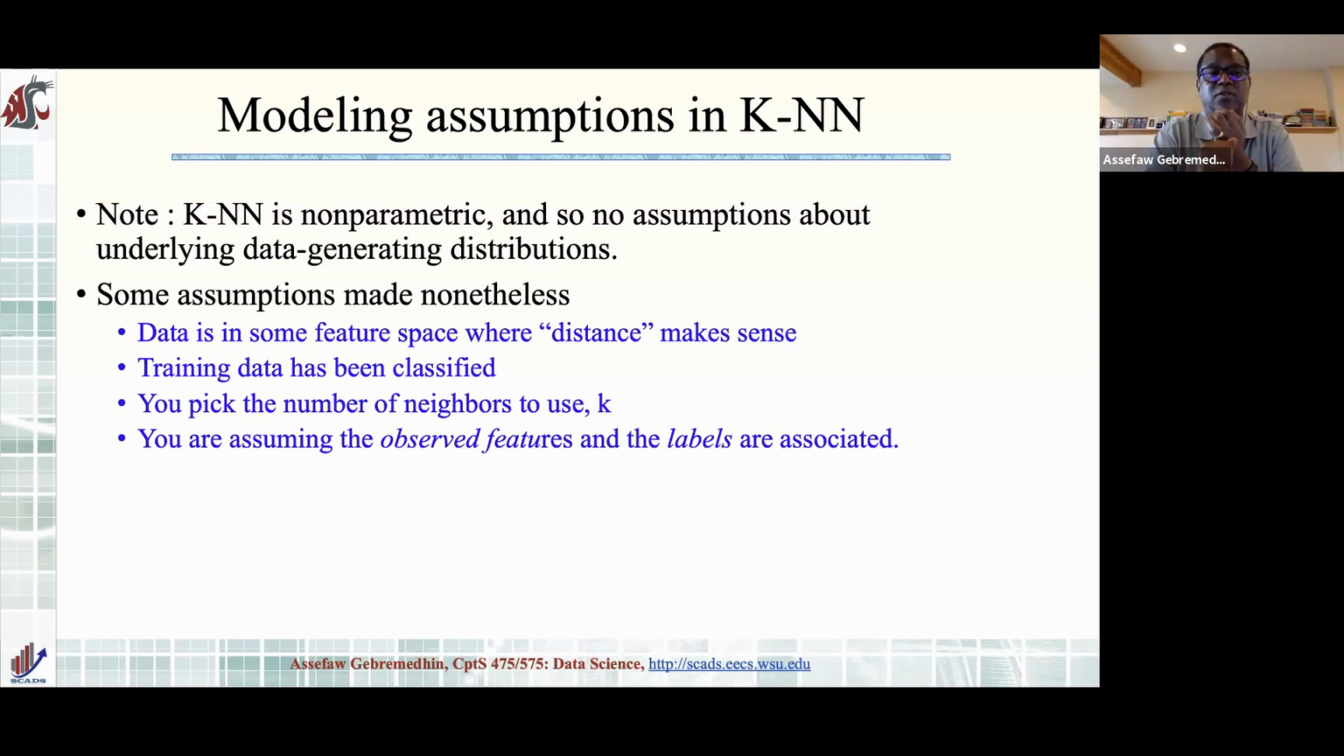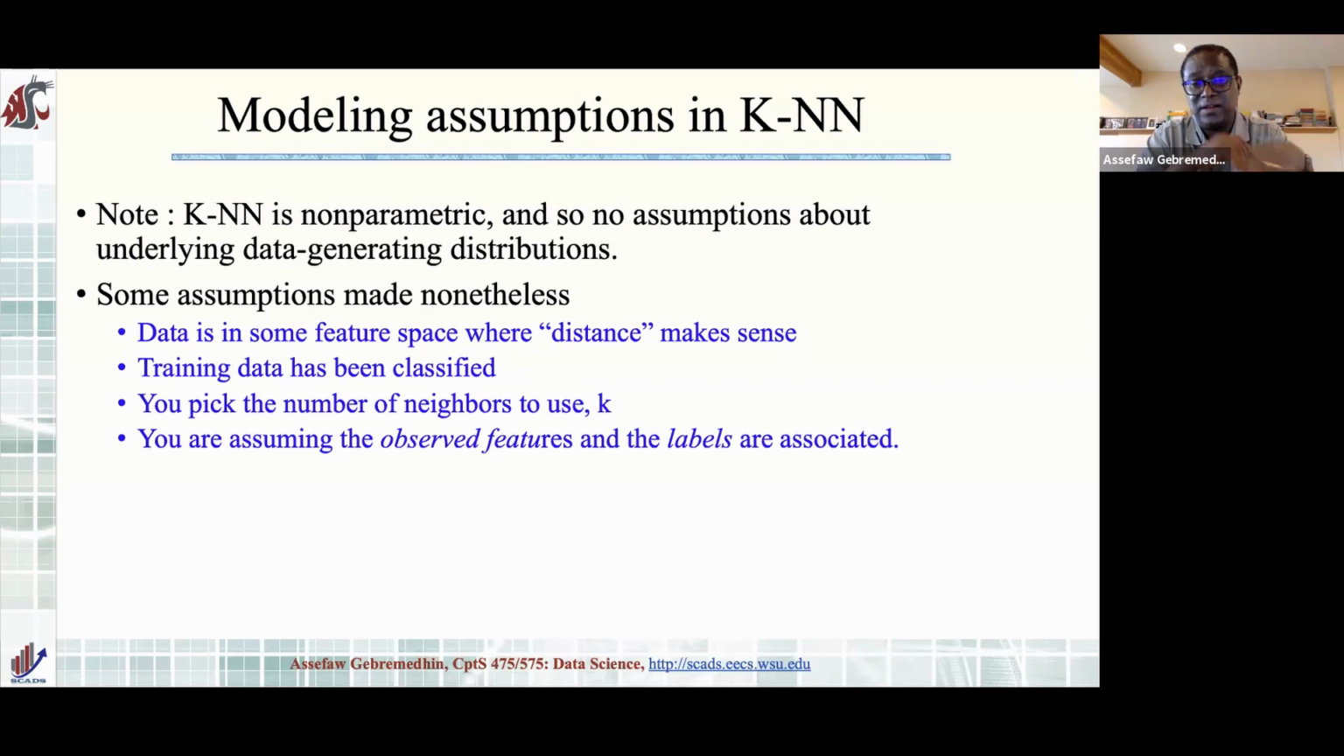What are they? First, you're assuming that the data is in some feature space where distance makes sense. And it's true for most cases, but it's not entirely true all the time. And so you should apply k nearest neighbors when the notion of distance is meaningful. You, of course, would need to have some training data for you to be able to say k of my neighbors have the same label and therefore I'm giving it. You better have some labels, otherwise you will not be able to do that. So the training data has been classified as an assumption, and you pick the number of neighbors to use as k, and you are assuming the observed features that the labels are associated.